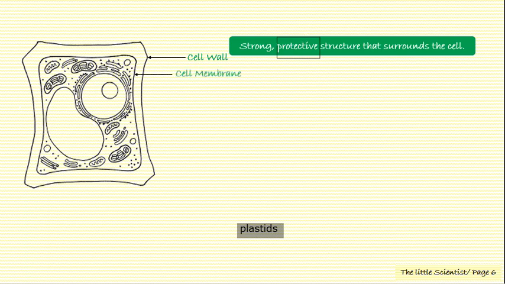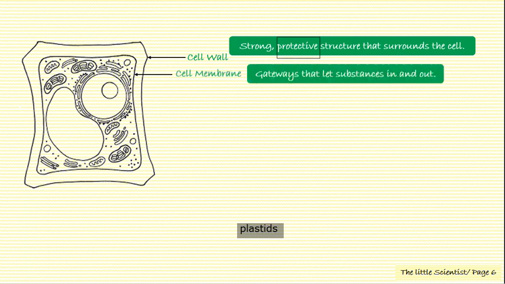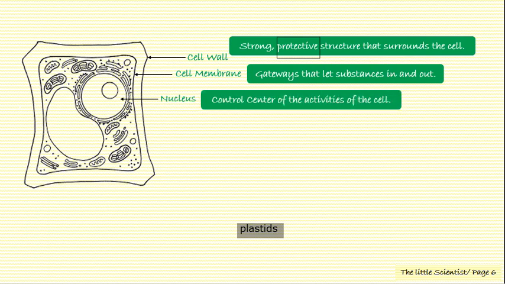Second, we have the cell membrane. The cell membrane controls what enters and what leaves the cell. It holds everything in the cell inside, and it is like a gateway that lets substances in and out. Let's compare it to a door, okay? The cell membrane is like a door that lets things in and out. The nucleus, it is the control center of the cell. It directs all the activities.